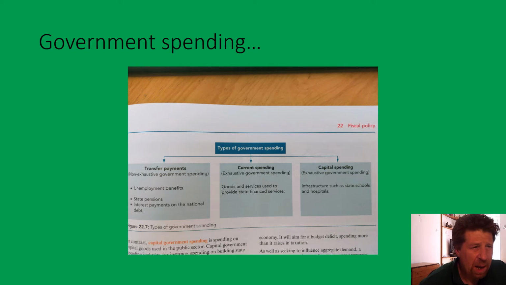Okay, so we're continuing with fiscal policy. We've talked about tax, so obviously we need to talk about government spending. There's three categories of government spending. You can have transfer payments. Here we see the transfer payments, and these are non-exhaustive government spending, which means the government doesn't actually spend it. It gives the money to the citizens for them to spend it. So it could be unemployment benefits, state pension, interest on payments for national debt, etc. So that's part of government spending.